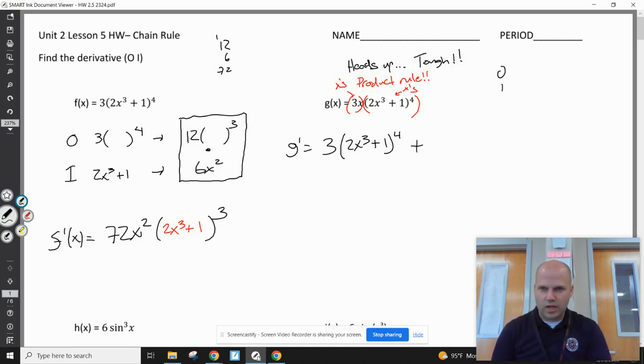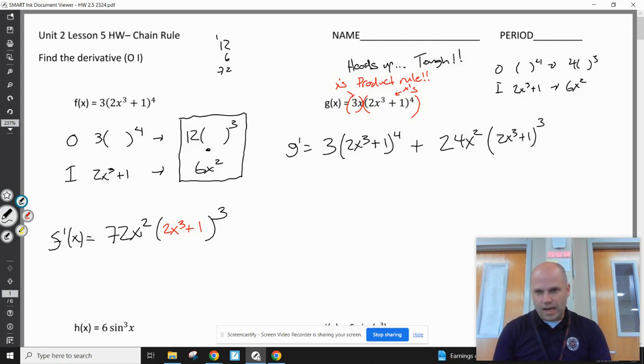So for the slopes of the second, I need an OI, and I just did that over here. So here are the slopes of the second. Actually, why don't we do it again, because we don't have this 3 here, so I'm not going to have the 12. We'll just do the parentheses to the fourth is the outside, and then the 2x cubed plus 1 is the inside. 4 stuff cubed, and then 6x squared. I'd get 24x squared times 2x cubed plus 1 cubed. That's the slopes of the second. Don't forget to multiply by the first.